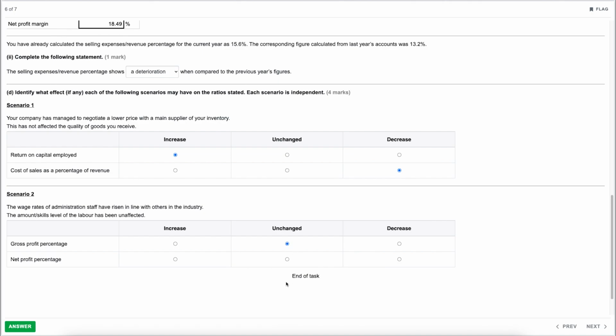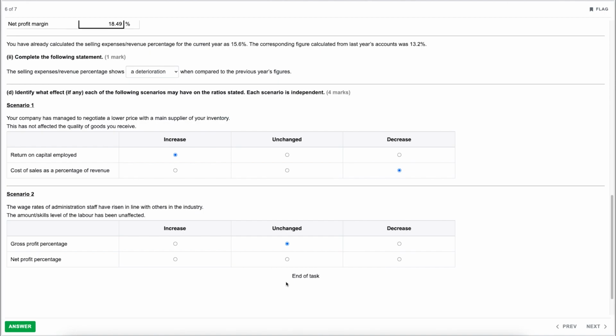However, it would have an effect on your net profit percentage. So if you think that the expenses for these administration staff have gone up because the wages have gone up, that would have an adverse effect on our net profit percentage because it means our expenses are higher, which would mean a lower net profit.